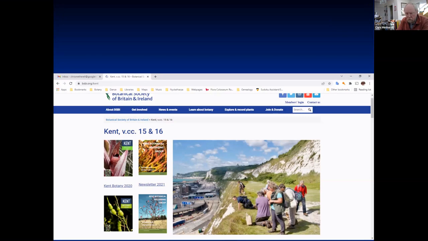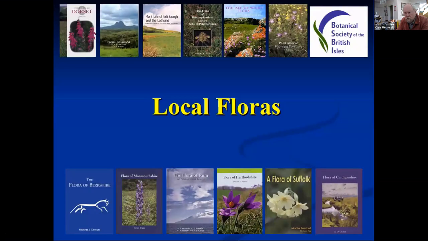And the next place to look, just going to diverge from the BSBI website for a moment, is to look at your local flora.